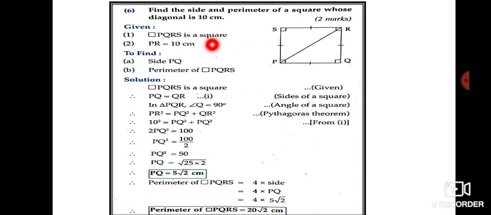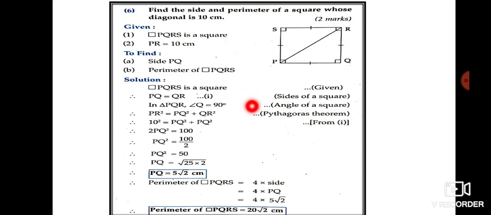So PQRS is a square and PR here is a diagonal, that is 10. Now we have to find the side. Any one side you have to find, and you have to find the perimeter. Perimeter means PQ plus QR plus RS plus SP. Since it is a square, all sides are equal. You have to first find the value of one side and then you can find the perimeter.